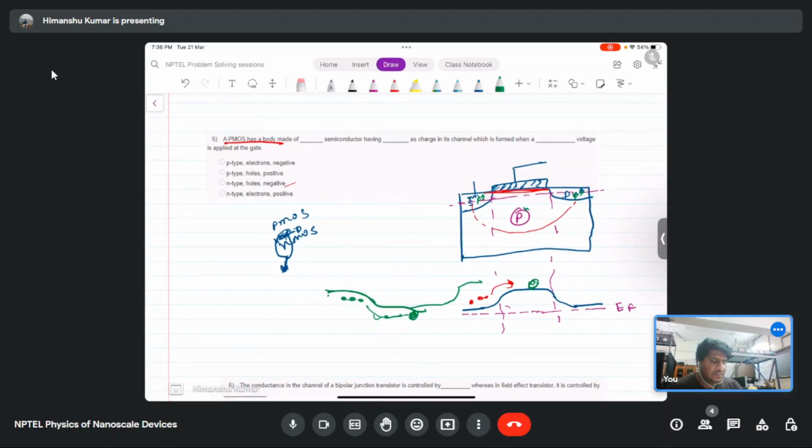To invert this channel, this barrier is up, so to reduce it you need to pull this band up. So you need to apply a negative gate voltage. As you have seen in the previous case, when you apply a positive voltage the electronic energy reduces, and when you apply a negative voltage the electronic energy increases. So to turn on this device, you need to apply a negative gate voltage. To turn on the NMOS device, you need to apply a positive voltage.